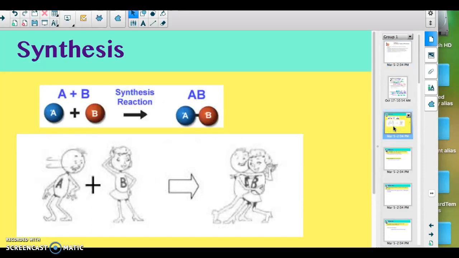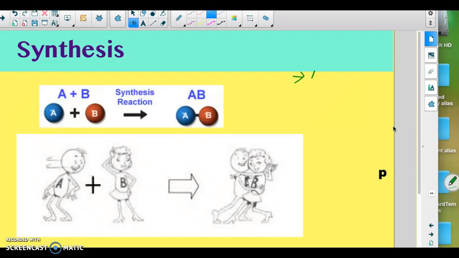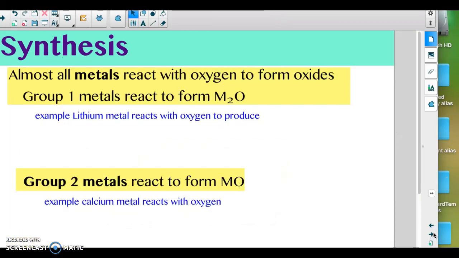In a synthesis reaction, you have only one product on the right side, and you have simpler reactants on the left side. So when you're predicting products, there are different types of synthesis reactions.